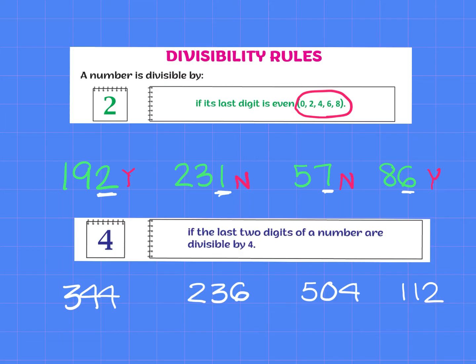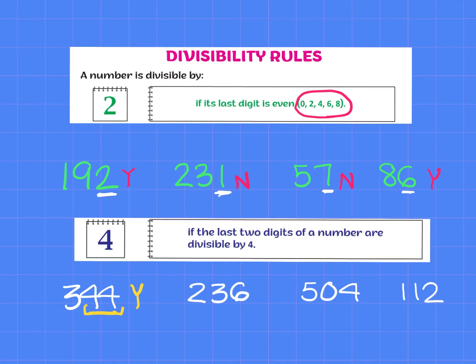Now, because the number 4 is made up of 2s, of course, it still needs to be an even number. But in this particular one, we're looking at whether the last 2 digits are divisible by 4. That means we look at only the last 2 digits and at what number is created by them. If that number is divisible by 4, then the whole number is divisible by 4. So in this number, 344, the last 2 digits are 44. 44 is divisible by 4 because 44 divided by 4 is 11. So therefore, the whole number is divisible by 4.